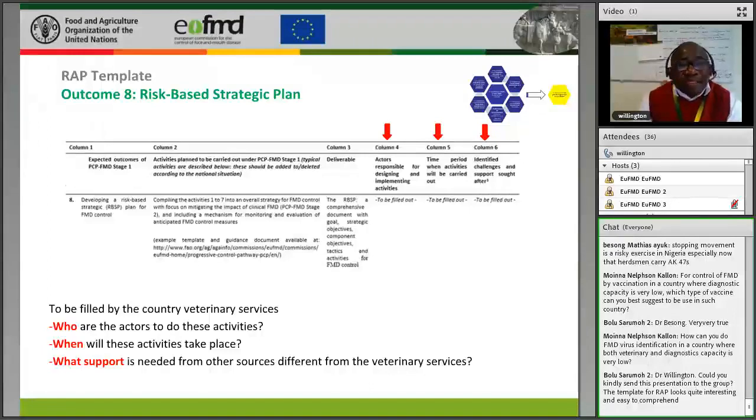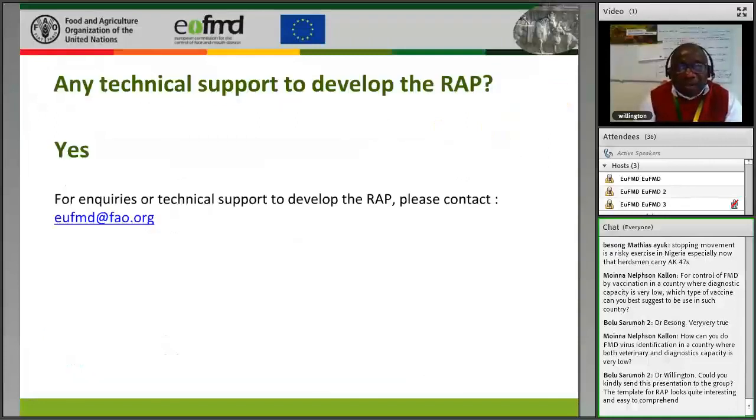And of course, the very eighth aspect of the risk assessment plan is the risk-based strategic plan. A risk-based strategic plan is actually a working document on how you want to mitigate the impact of foot and mouth disease in the country. And with all these 8 aspects in place, if you analyze everything in this plan in the template, you can now seek to move from stage 0 to stage 1.